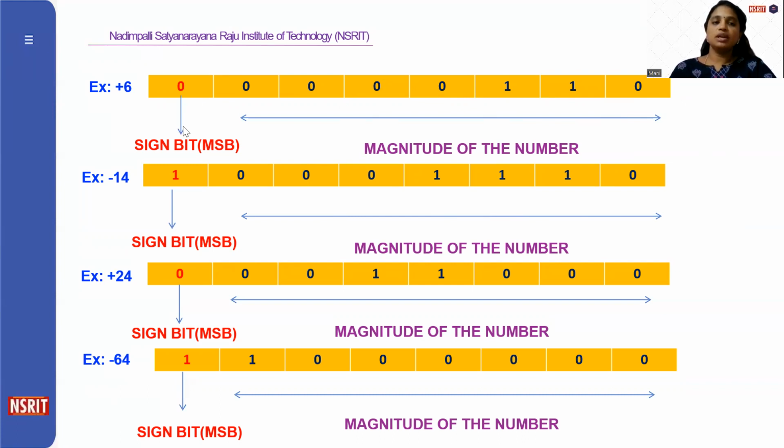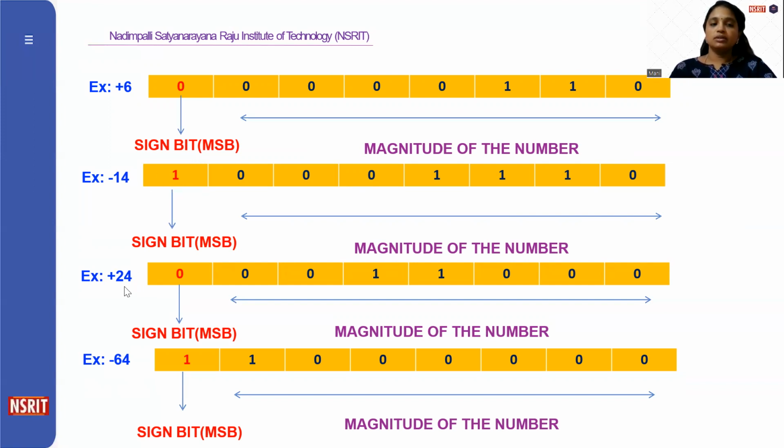So what is the sign bit? This is plus 6 only, so the sign bit equals 0. Or minus 14: 14 is 1, 1, 1, 0, and the remaining locations are 0. The sign bit equals 1. Why? Because this is a negative number, so the sign bit equals 1.